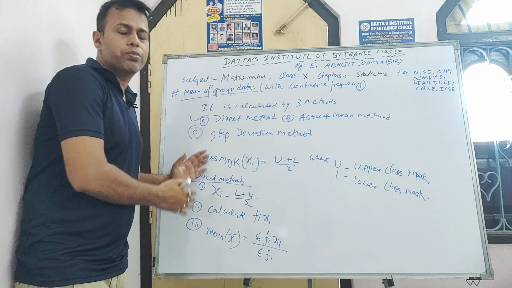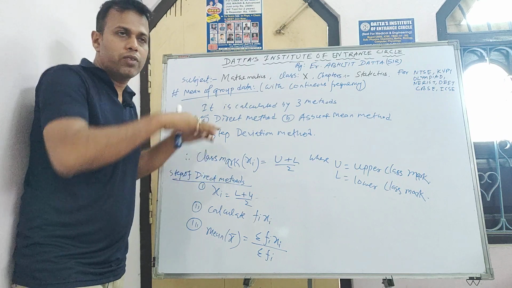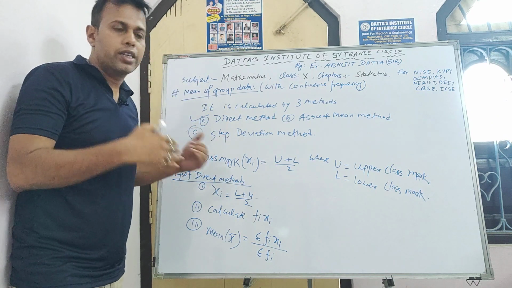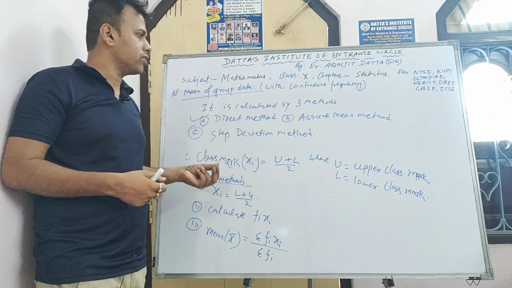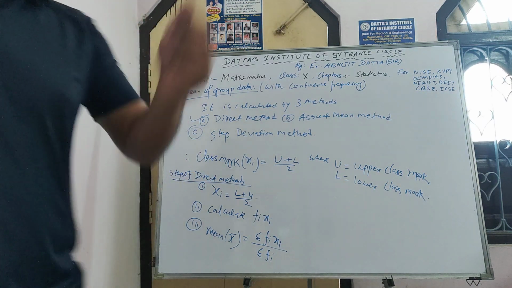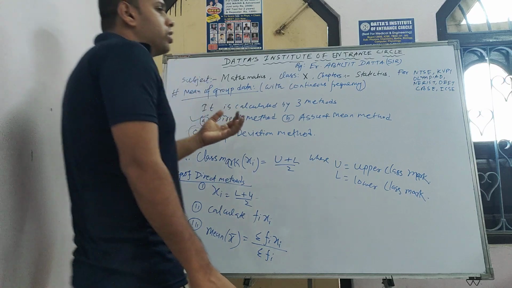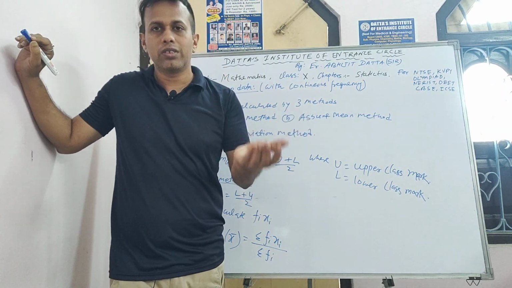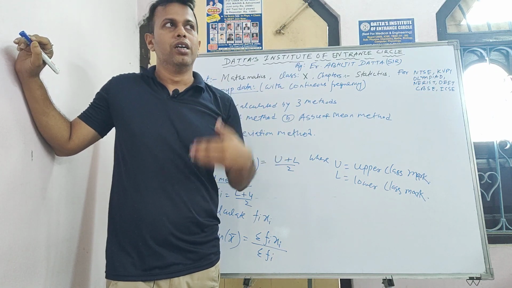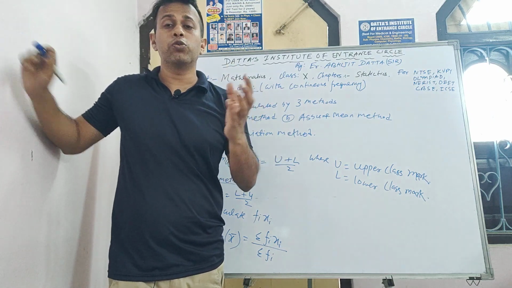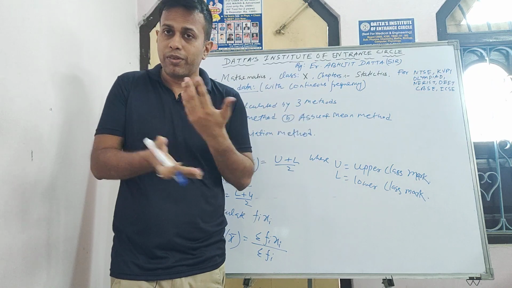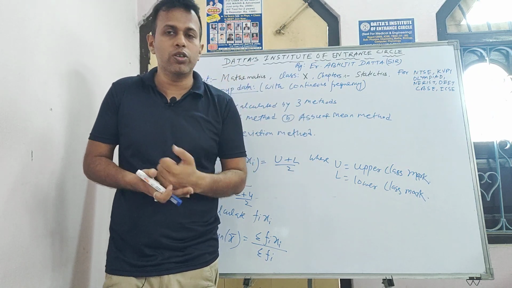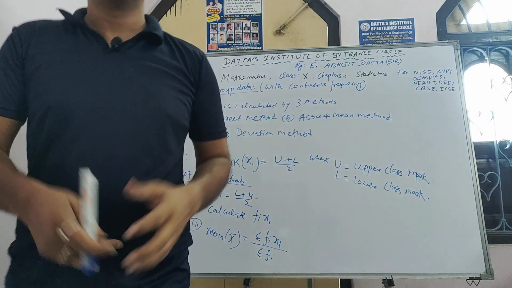Just here we have to calculate the class mark, because it is not given directly; it is given in the form of a range, like 10 to 15. Suppose 50 students gave an exam. How many students got marks from 50 to 60? There may be 20. How many got 10 to 15? It may be 53, 54, or 59. So they are grouped.